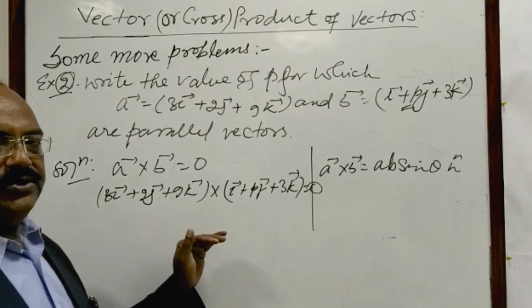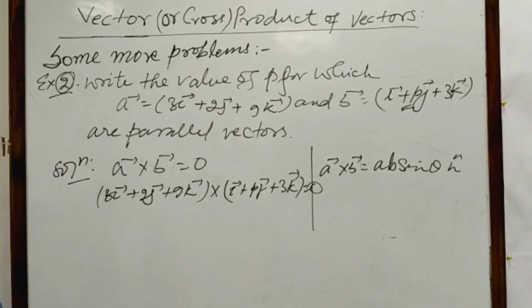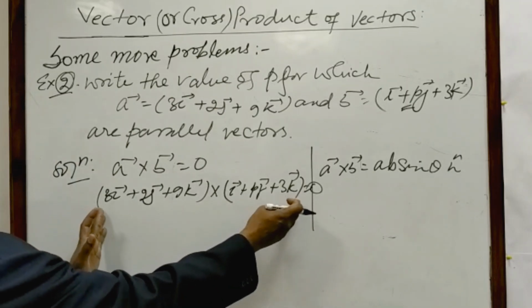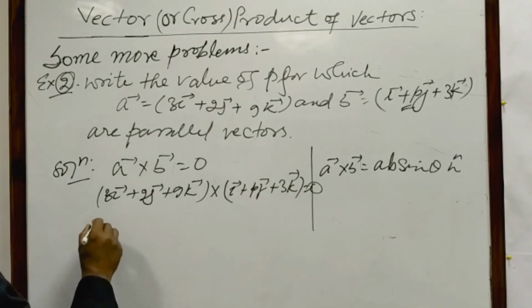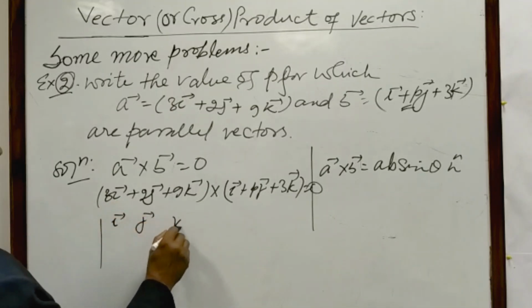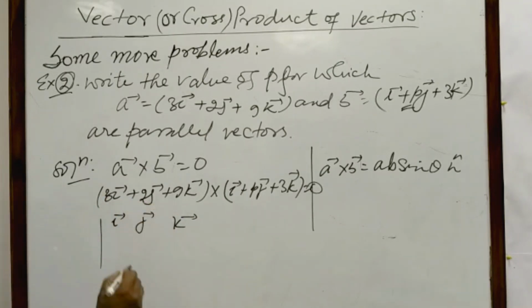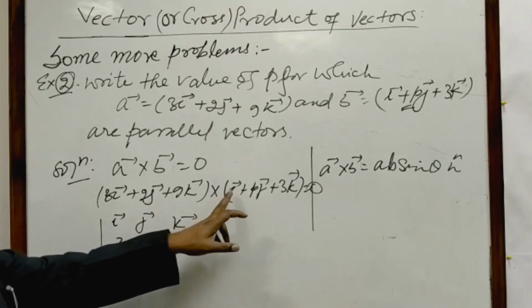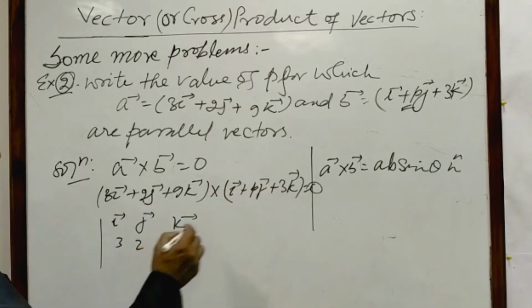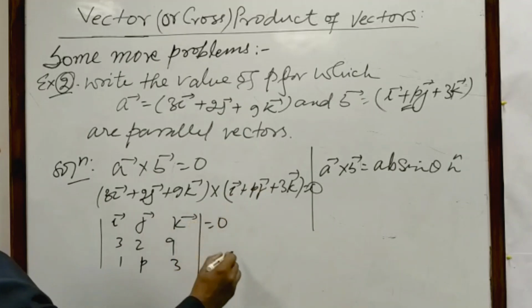Now in the previous question and previous videos also we have seen how to get the cross product of two vectors. So let us find this cross product with the help of a determinant. In the first row we will write the unit vectors i, j, k. In the second row we will write the coefficients 3, 2 and 9. And the third row coefficients 1, p and 3. So this will be equal to 0.